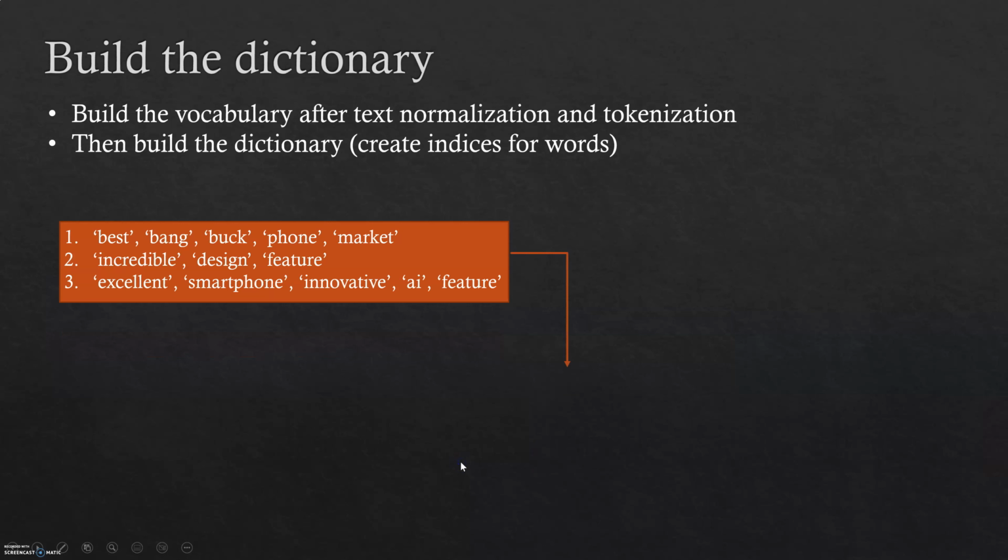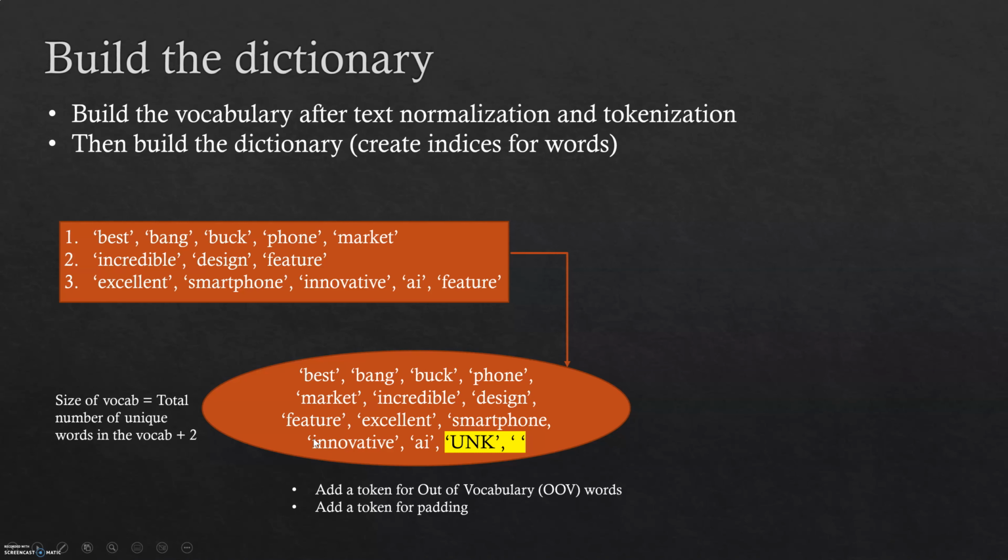Then we have done all the pre-processing that we need to do, but where we want to go is we want to go from the text input to the numerical input, and that's where building the dictionary comes into play. So what is a dictionary? A dictionary is nothing but, we first create the vocabulary after doing all the pre-processing. Vocabulary is nothing but the collection of all the unique words that we have in the corpus.